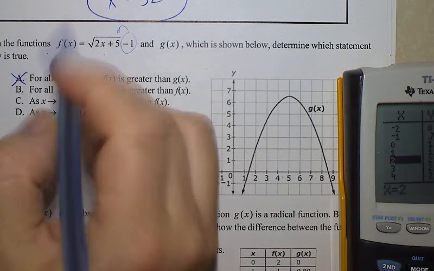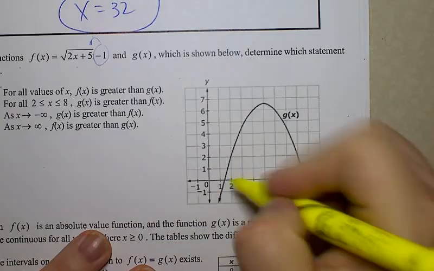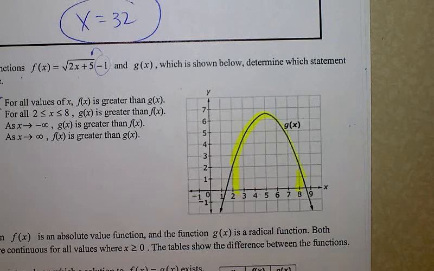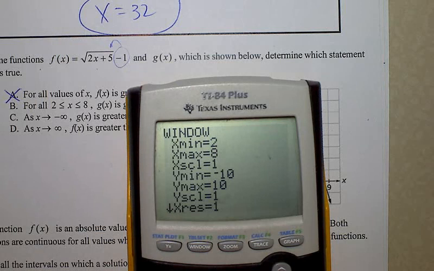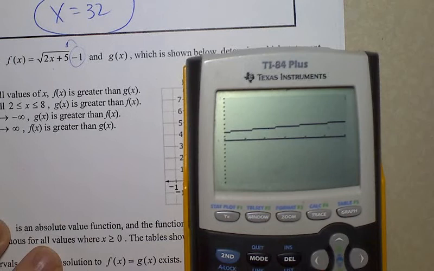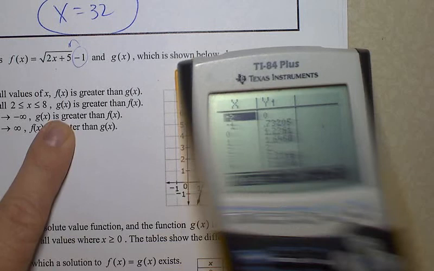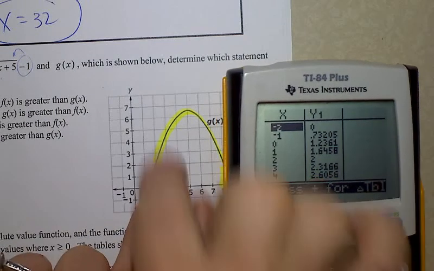Now it gives you a specific range, and I find it easier for myself to highlight that range. So I'm looking at the graph from 2 to 8. I'm going to go just from 2 to 8. So it's an interval of x's from 2 to 8. On that interval, let's look up here, let's do second and graph again. On that interval, it now says that g of x, these values are always greater than these values. Well, let's check.